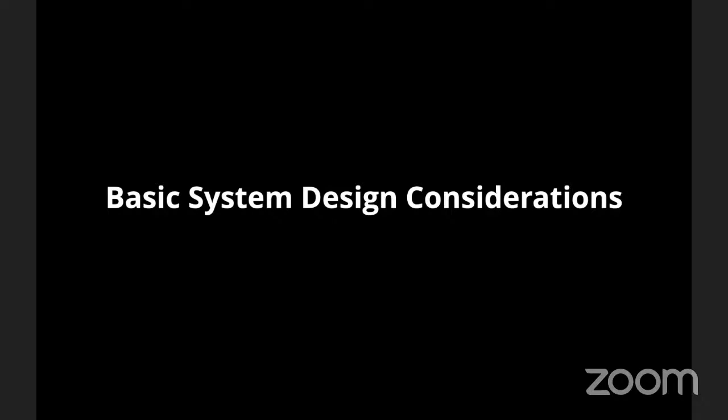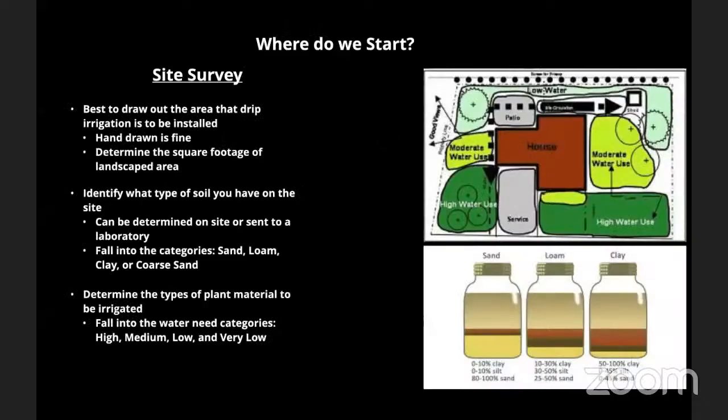So basic system design considerations, real basics, start with understanding your site, or at least the area that you're thinking about for drip irrigation. If you're going to put in a drip irrigation system, it's usually best to do a quick sketch, which doesn't need to be a work of art, for that area, and to roughly determine the square footage of that landscape area with some basic measurements. You're also going to want to do your best to identify what kind of soil type you have on site.